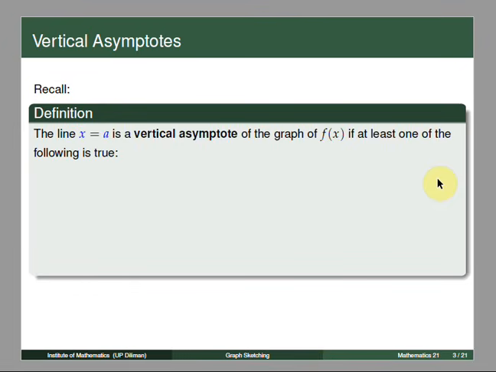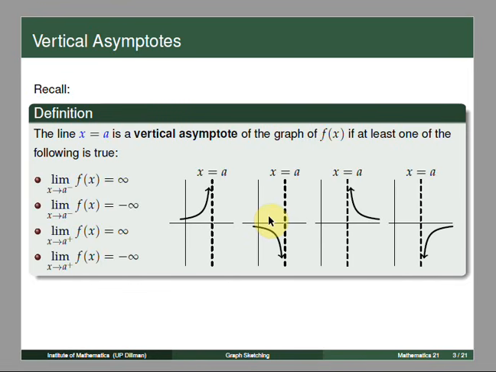The vertical line x equals a is a vertical asymptote of the graph of f of x if at least one of the following limits is true. That is, the limit of the function f of x as x approaches a either from the left or from the right is either positive infinity or negative infinity.